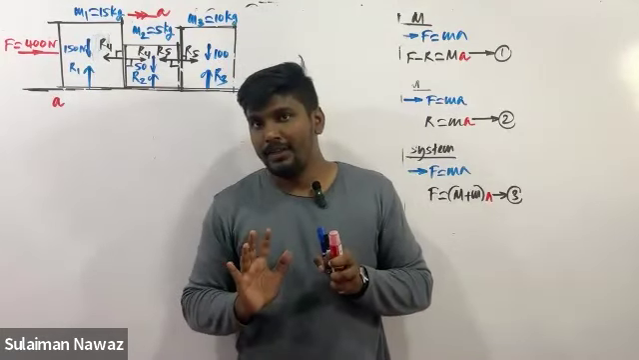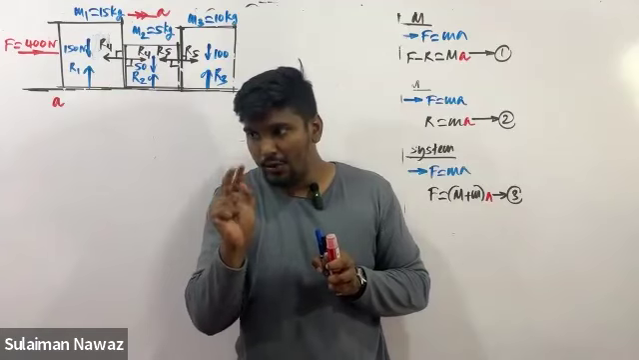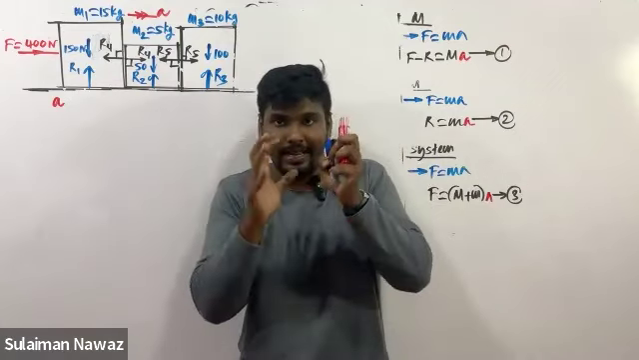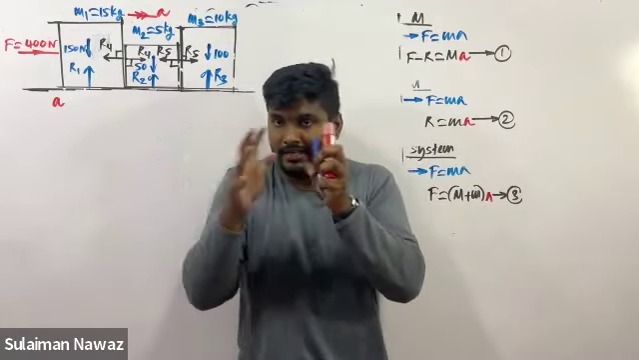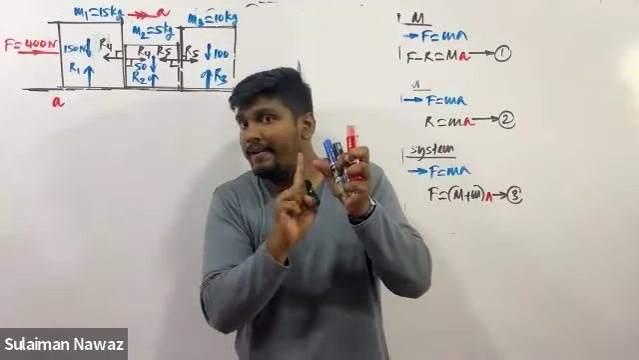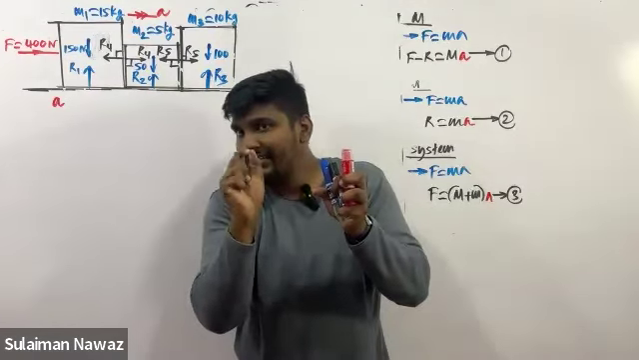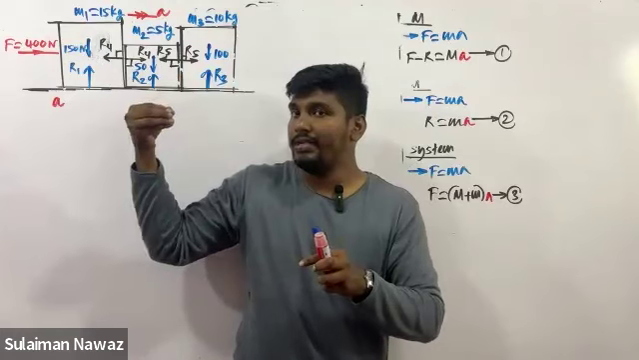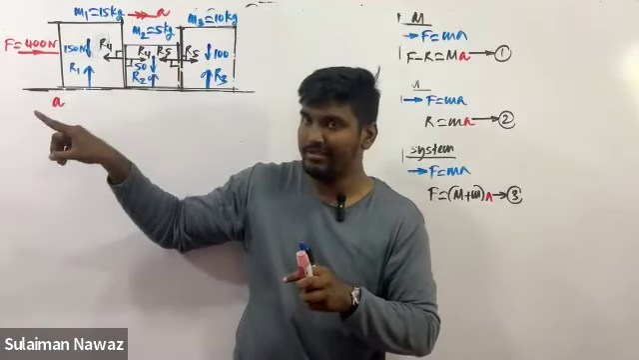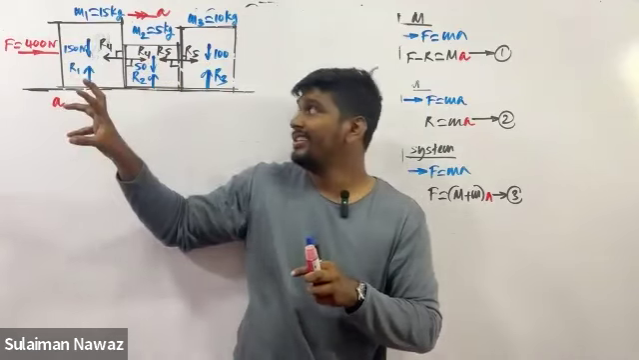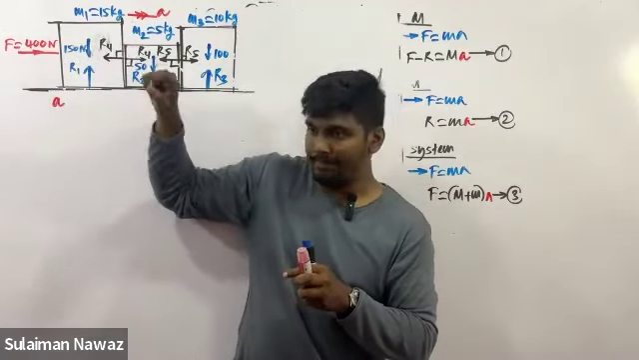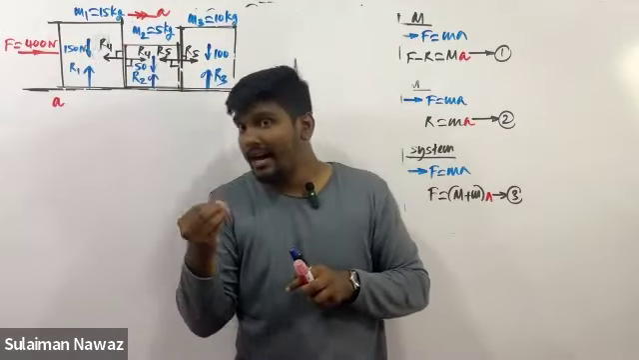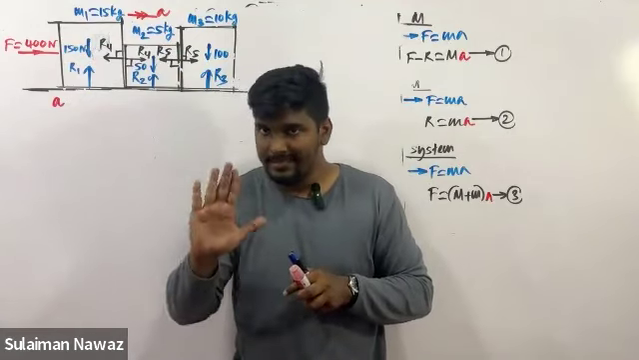That is the problem. So my advice: once you have found R1, R2, R3, take the entire system, 15, 5, and 10, as one system and apply F equals ma. Then find the acceleration. Once you have found the acceleration, separately apply F equals ma on this mass or that mass, and you can find R4 and R5. I think I instructed you well.